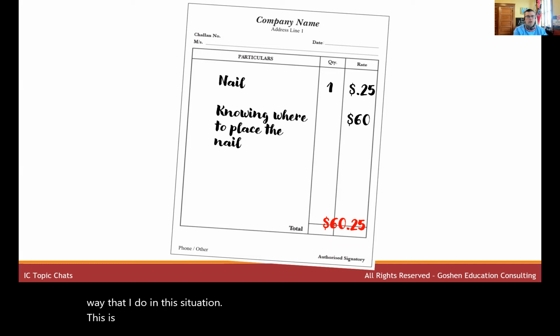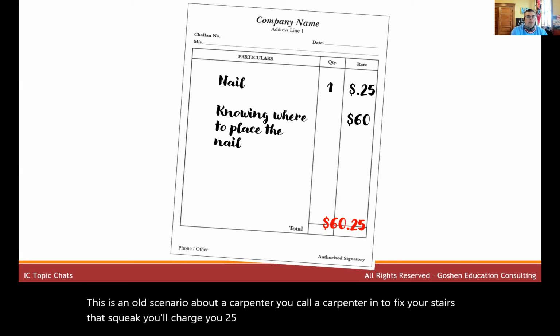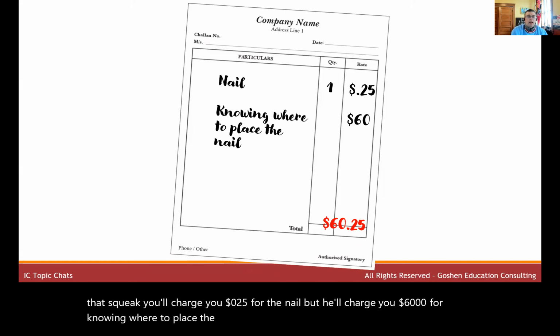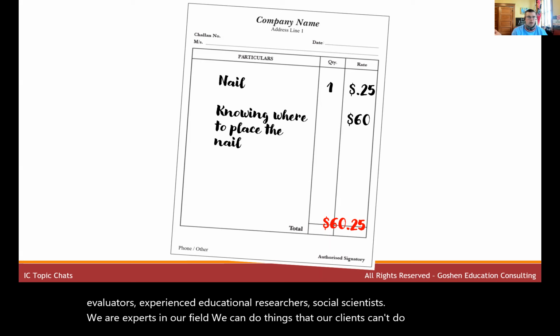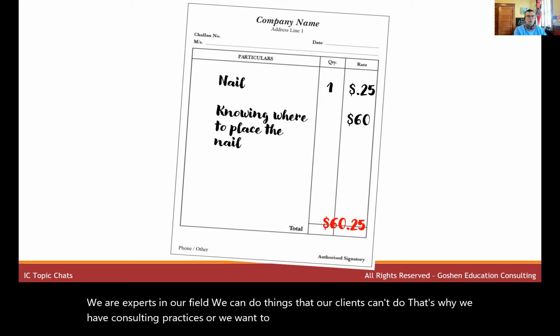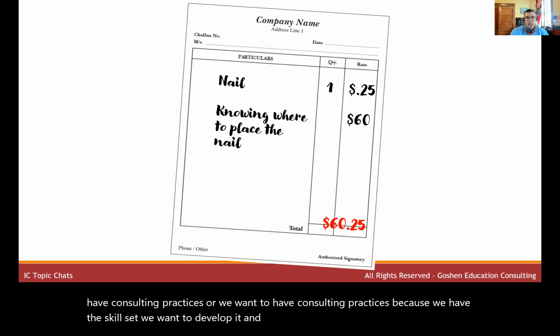This is an old scenario about a carpenter. You call a carpenter in to fix your stairs that squeak. He'll charge you 25 cents for the nail, but he'll charge you $60 for knowing where to place the nail. We do the exact same thing. As experienced evaluators, experienced educational researchers, social scientists, we are experts in our field. We can do things that our clients can't do. That's why we have consulting practices, or we want to have consulting practices, because we have the skill set, we want to develop it. And so we are valuable to them because they can't do this.